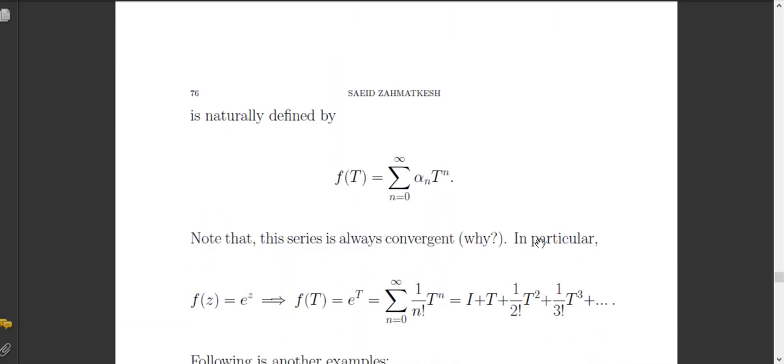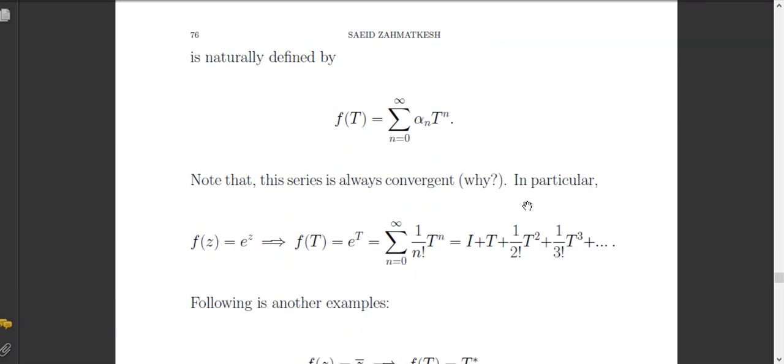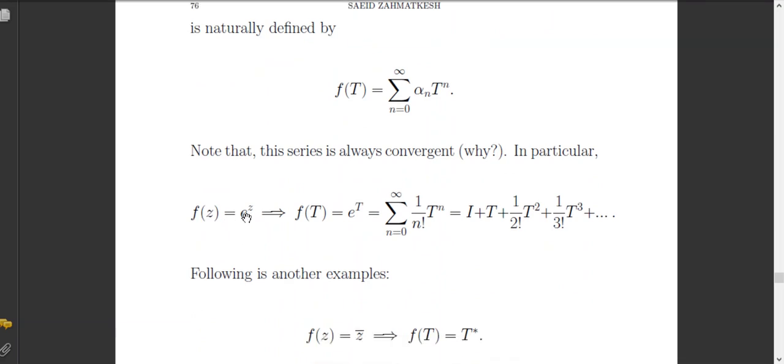Okay. In particular, look at this very interesting example. f of z equals exponential z, the exponential function. We define f of t, of course, which we denote by exponential t, e to the power of t. But what does it mean? This is how we define it.